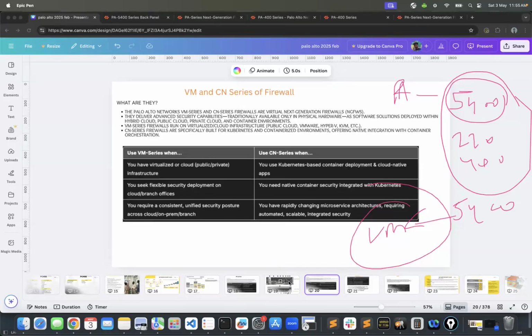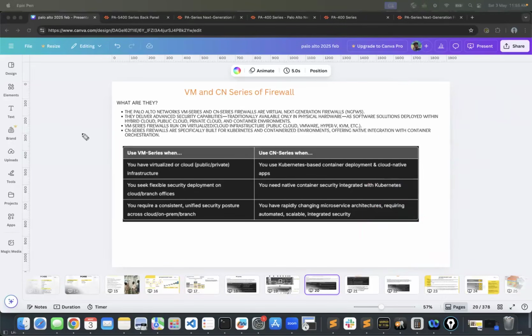VM series firewall means VM series of 5400. The less capability, but you can use it. What is VM series firewall? Let's understand that. In PA firewall, regardless of any kind of firewall, the software we call PAN OS.